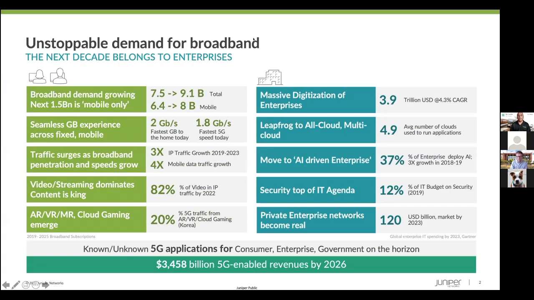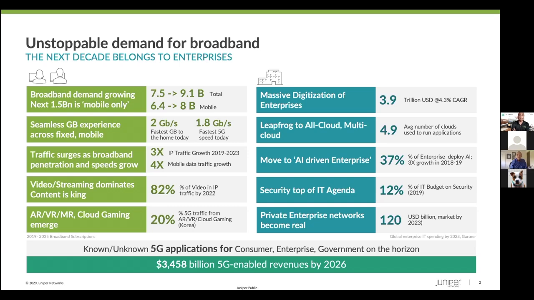I want to start out by giving the context: the unstoppable demand for broadband traffic. We are all familiar with consumers on the left-hand side. The broadband demand has been growing. And interestingly, the next 1.5 billion users in developing countries are likely to be mobile only. You see that in countries like India, where people just have a mobile phone and don't necessarily have broadband connectivity to home. But what that fuels is the fronthaul and backhaul capacity for broadband. That's why the broadband capacity that operators and service providers have to provide is increasing a lot.